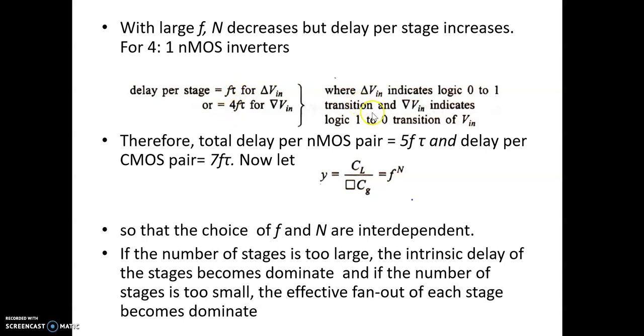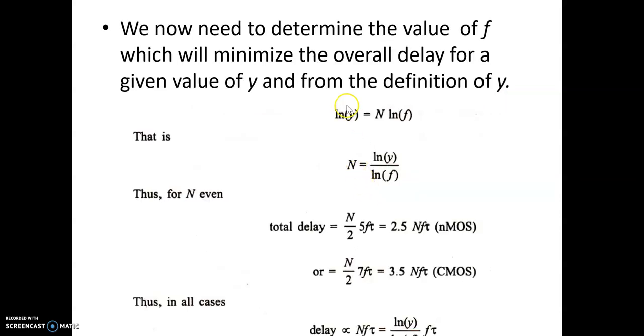And when the input is going from 1 to 0, that is when you are giving a 0 input, the pull-up transistor is on. For the pull-up transistor the delay will be 4 tau, and for a width of f, it is 4f tau. And as I said, the number of stages is given by the ratio CL by delta Cg. Taking ln on both sides, ln y will be equal to n ln f. So n, the number of stages, will be ln y divided by ln f.